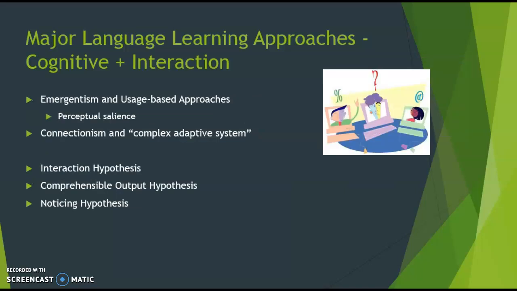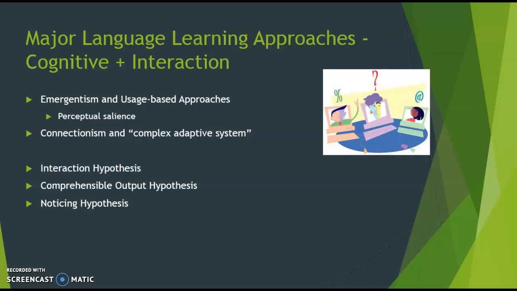So the next one is informed by both cognitive and the structuralists, as well as the sociocultural theory. So this one is sort of just mushed together as cognitive plus interaction. Some of the recent terms are emergentism and usage-based approaches, with the idea of perceptual salience. Although we all have a mind and we are exposed to the language, some things might stick out to us more and we'll learn that quicker. It's not just a computer. There's also something else happening.